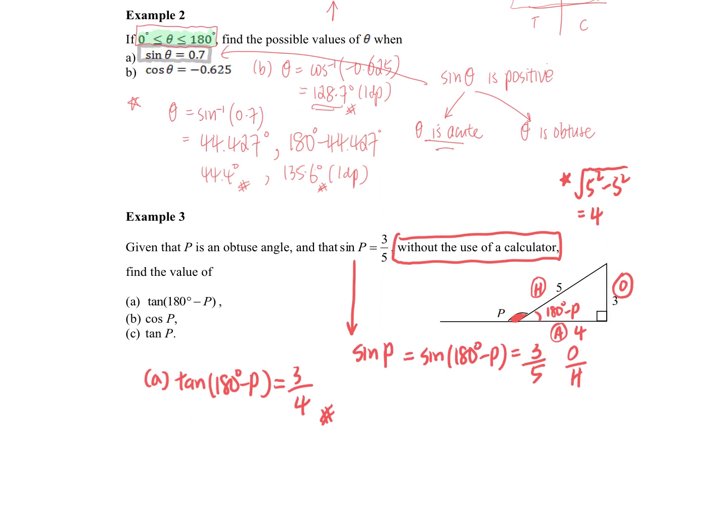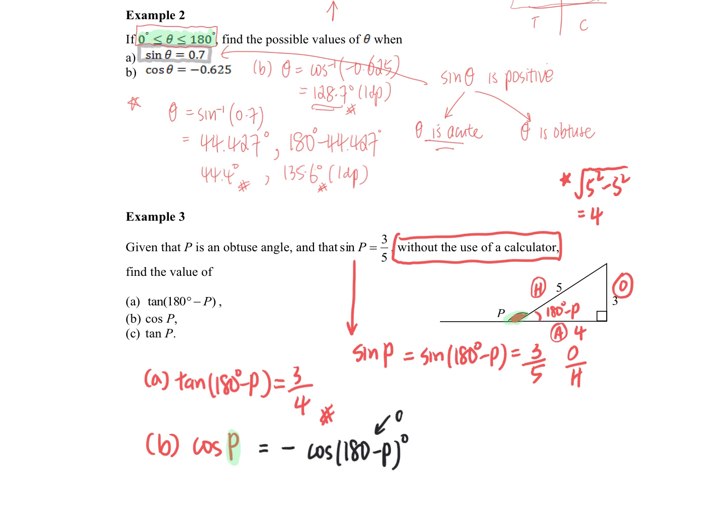Okay, next one. What about cosine P? So remember, this P that we are talking about is the obtuse one outside. The obtuse one. So how is this related to the acute answer? Just now we said, right? How is this the same as the acute answer? From the first page, just now we had this. Just add a negative sign in front. So cosine P is negative cosine 180 minus P.